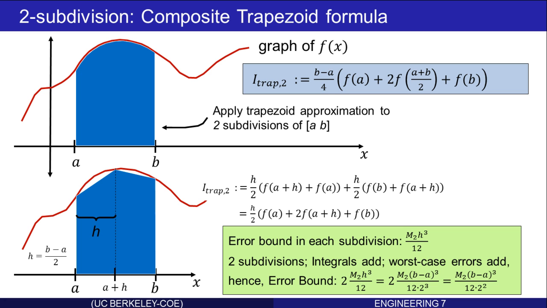Since there's two subdivisions the integrals add: the integral of f from a to b is the integral of f from a to a plus h plus the integral of f from a plus h to b. Therefore, the errors must add as well, and the error hence is at most 2 times the errors that we make individually. Plugging in what h is, remember h is b minus a over 2, we get b minus a cubed over 2 cubed. One of the 2's cancels, leaving a 2 squared in the denominator, resulting in a guaranteed error bound on the two-subdivision composite trapezoid formula.